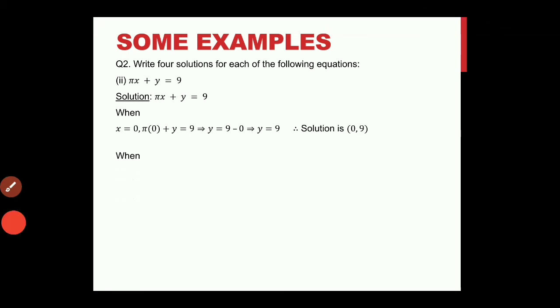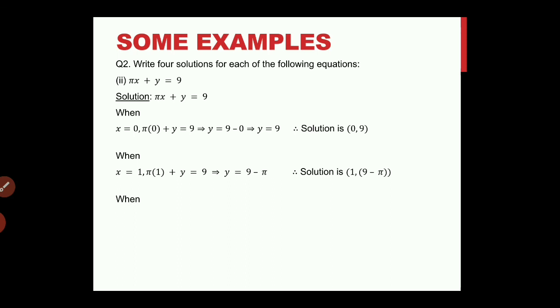Now taking another value for x. Suppose we take x is equal to 1. Substituting x is equal to 1 in pi x plus y is equal to 9, we get pi into 1 plus y is equal to 9. Now taking pi on the RHS, we get y is equal to 9 minus pi. So our second solution is (1, 9 minus pi).